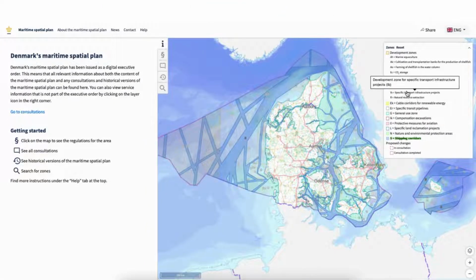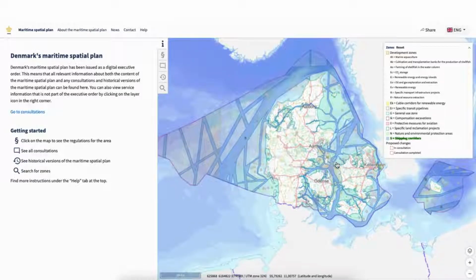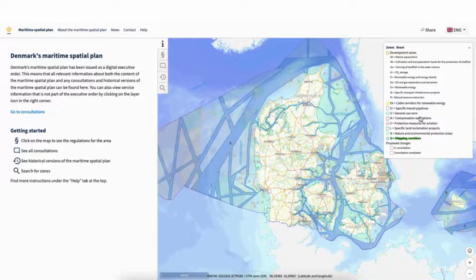Shipping routes are the arteries of marine spatial plans, connecting countries, zones and ports as well as different uses with each other. In the case of Denmark's digital plan, orange development zones allocate various uses from aquaculture to resource extraction, with renewable energy marked here as EV.